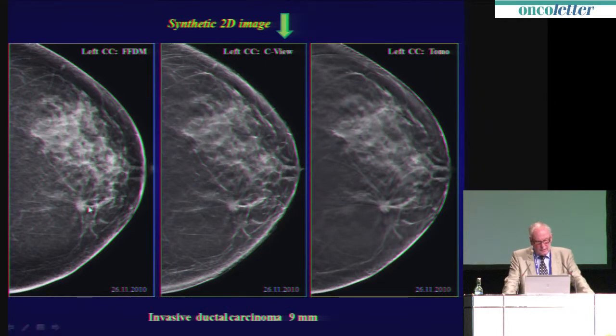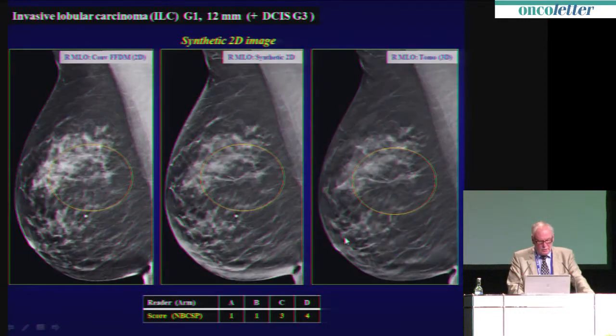So smaller cancers, but as masses, we do not expect any problem with synthetic 2D images. But how about these finer lesions? And interestingly, the spiculations, which are so important, are in fact better seen on synthetic 2D images than on the conventional FFDM. Look at this case, an invasive lobular cancer, 12 millimeter.